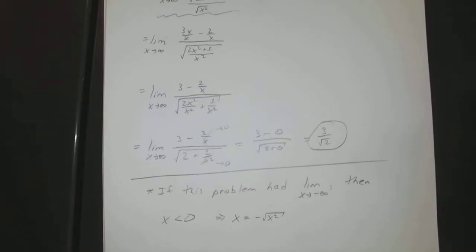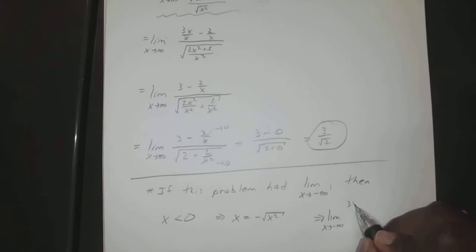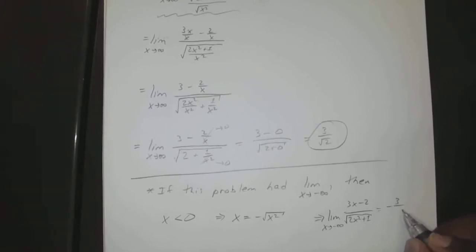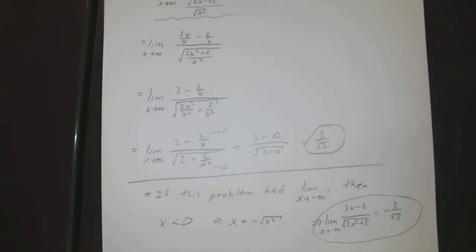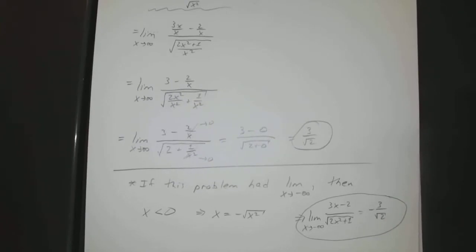Yep, so it then would have been negative 3 over square root of 2. So that means the limit as x approaches negative infinity of 3x minus 2 over the square root of 2x squared plus 1 would be negative 3 over square root of 2. So you just attach a negative onto it, and if it becomes a double negative, then you would just make that into a positive if necessary.